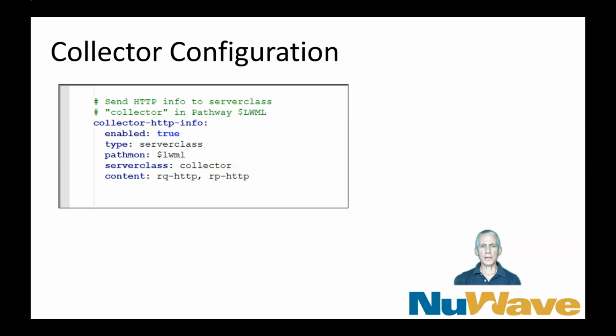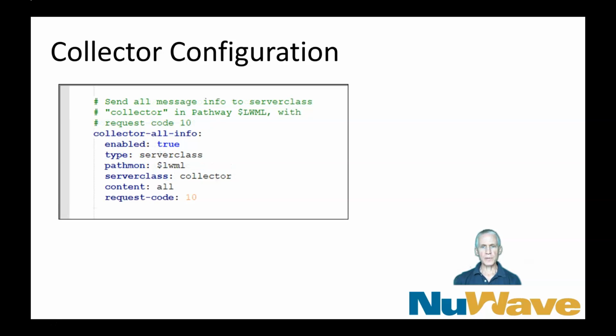The collector configuration specifies the path mon and server class name of the collector process and the message content that should be delivered to that collector. Here's an example of a collector configuration where the message is sent to server class collector and the message content sent is the request and reply HTTP information.